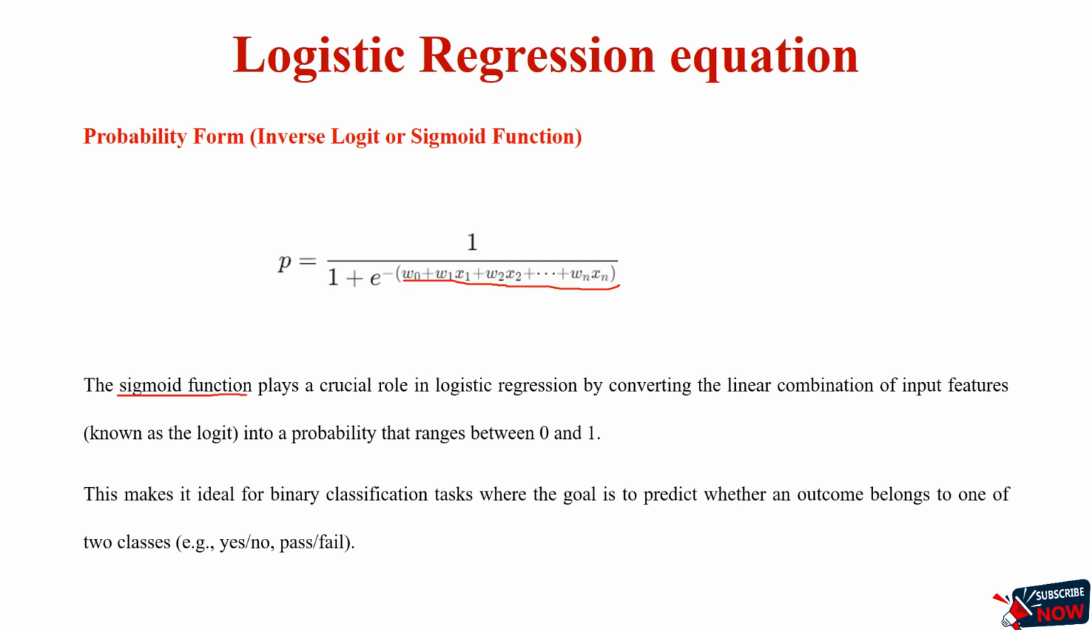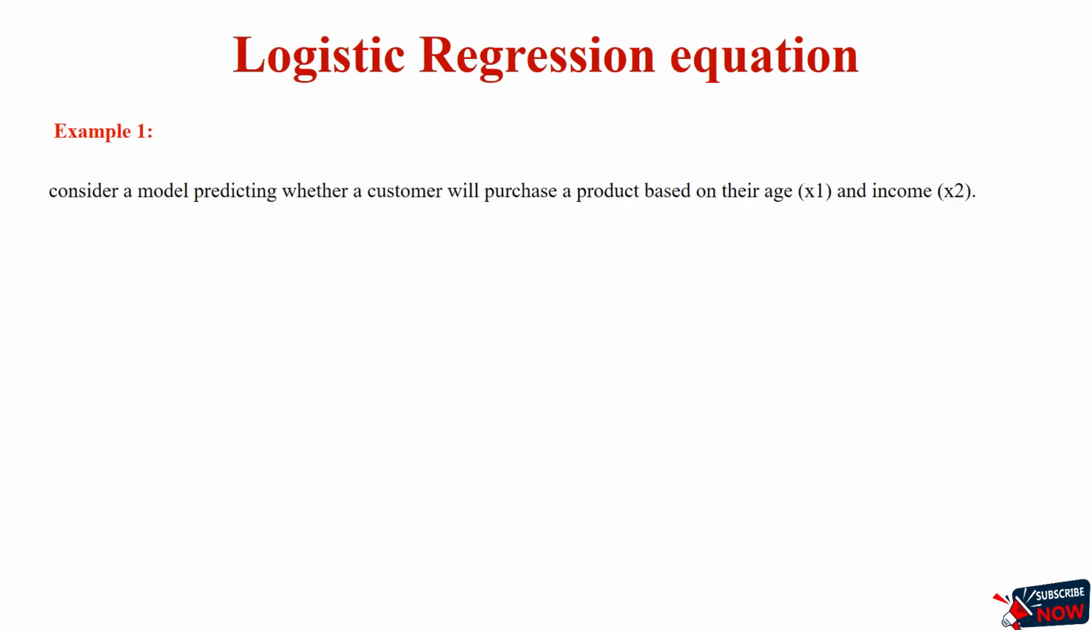What it does is convert the linear combination of input features, which we call the logit, into a probability that ranges between 0 and 1. So, we will be able to predict whether an outcome belongs to one of the two classes. Let us see an example now.